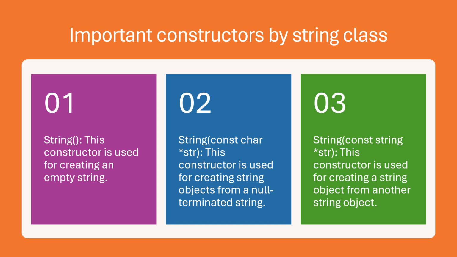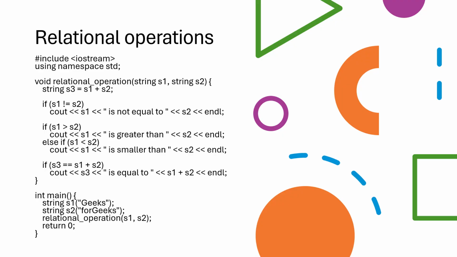These are some important constructors in the string class. We have three constructors: creating an empty string, and creating with arguments and without arguments. What will be the syntax? The first is simply string with nothing given in brackets. In the second we give a string constant, character star string. This constructor is used for creating a string object from a null terminated string, so we give a null character inside as an argument. Another is string constant string, used for creating a string object from another object, one object to another object.